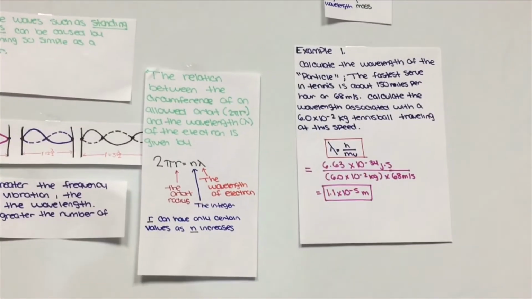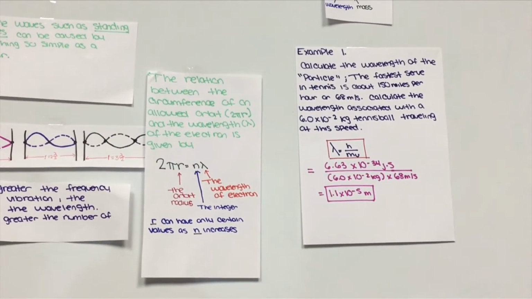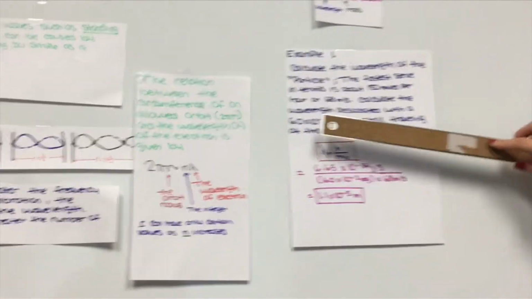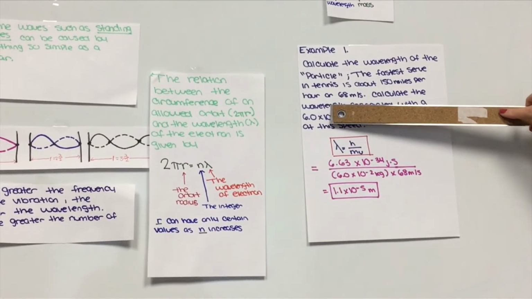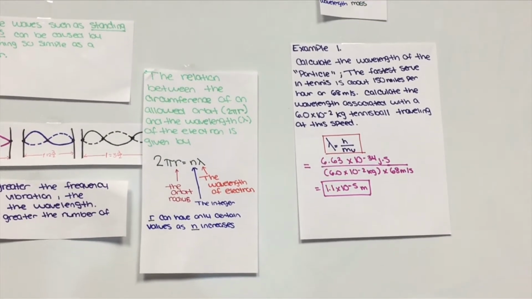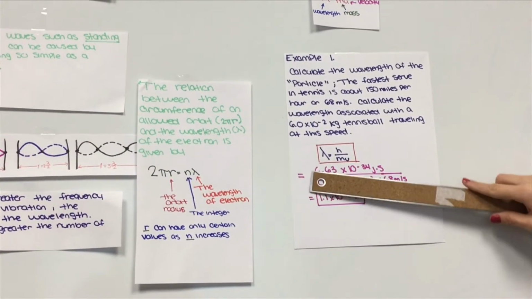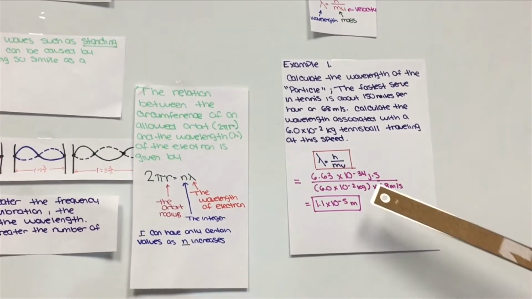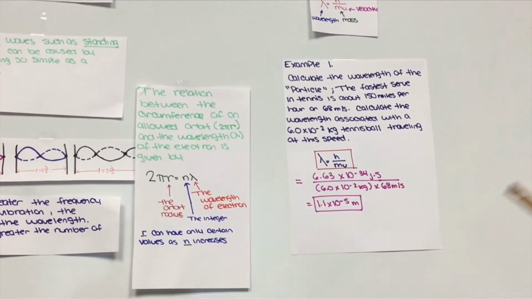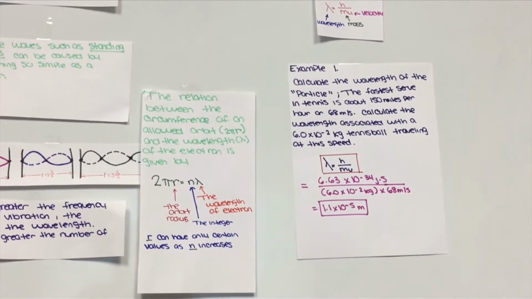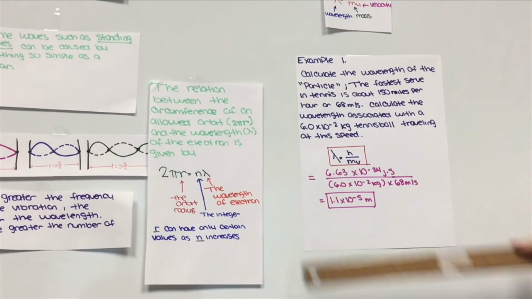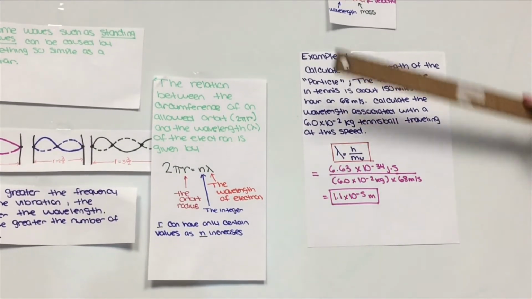Okay, first we calculate the wavelength of a particle in the following case. We are given the mass and the speed of the particle, which is 150 miles per hour, or 68 meters per second. Here I'm multiplying 6.63 times 10 to the negative 34 joules times seconds divided by 6 times 10 to the negative 2 kilograms times 68 meters per second. And this is what we got. For us, this is what the wavelength would be.